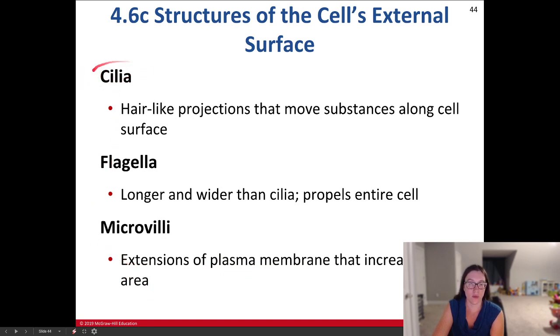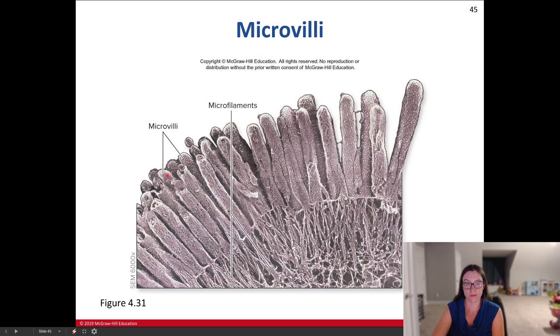The next middle one, this is the intermediate sized one, is the cilia. Cilia are hair-like projections. They're bigger than microvilli, but they kind of look the same. They're just longer. But they actually can move under their own power, and so they're going to move things along the cell surface. So they don't move the cell themselves. The cell stays together, but they beat and move things along the cell surface. Then finally, the largest is the flagella. This is longer and wider than the cilia, and it actually propels the entire cell, and the only human cell to have one is the sperm cell.